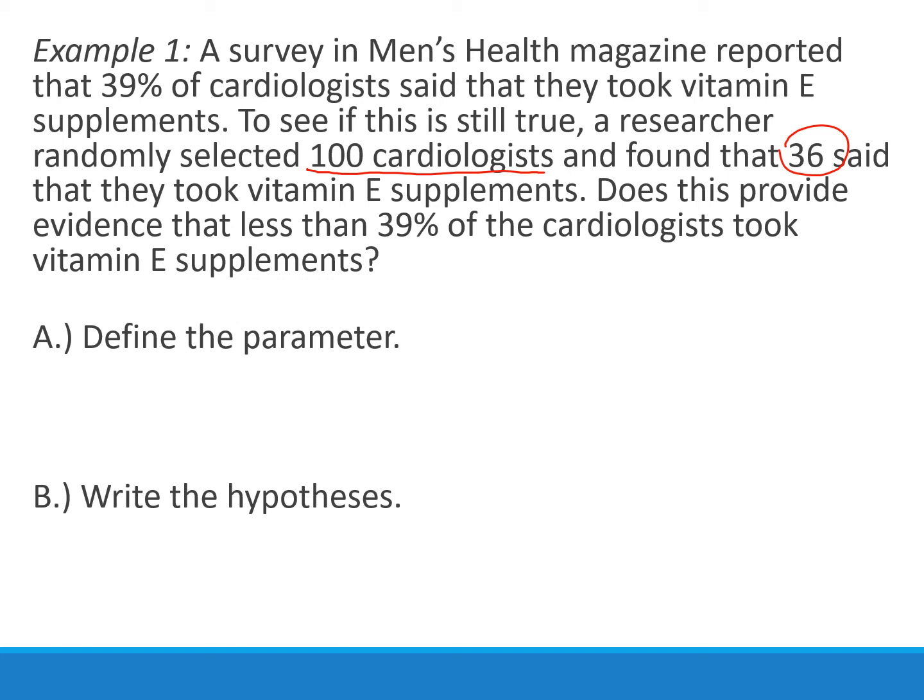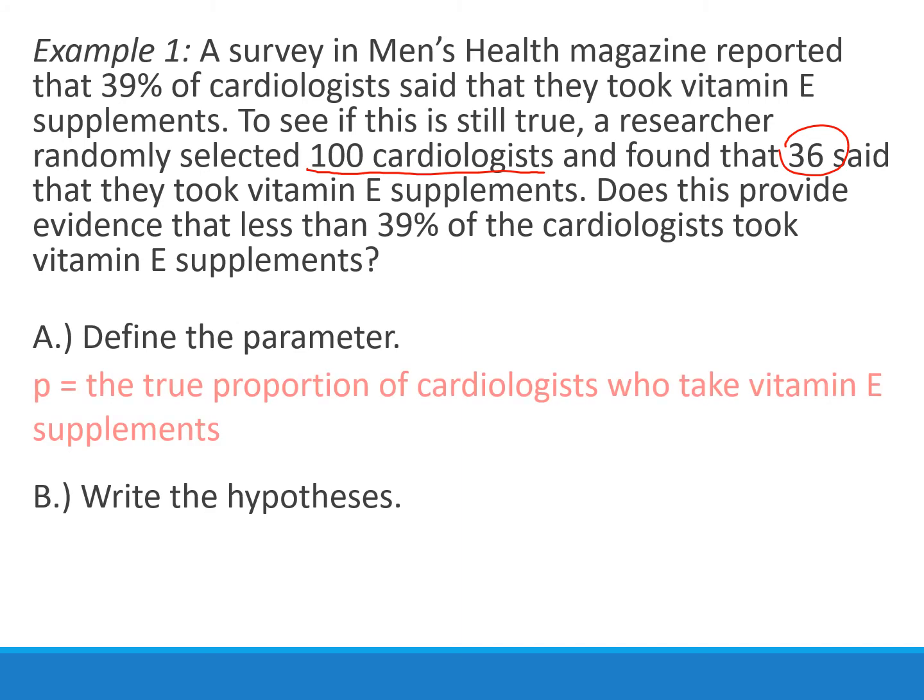Part A, define the parameter. This is just having us define what we're actually testing with our hypothesis. So in this problem, we're testing the true proportion of cardiologists who take the vitamin E supplements. We're assigning it the variable P because it's a proportion.